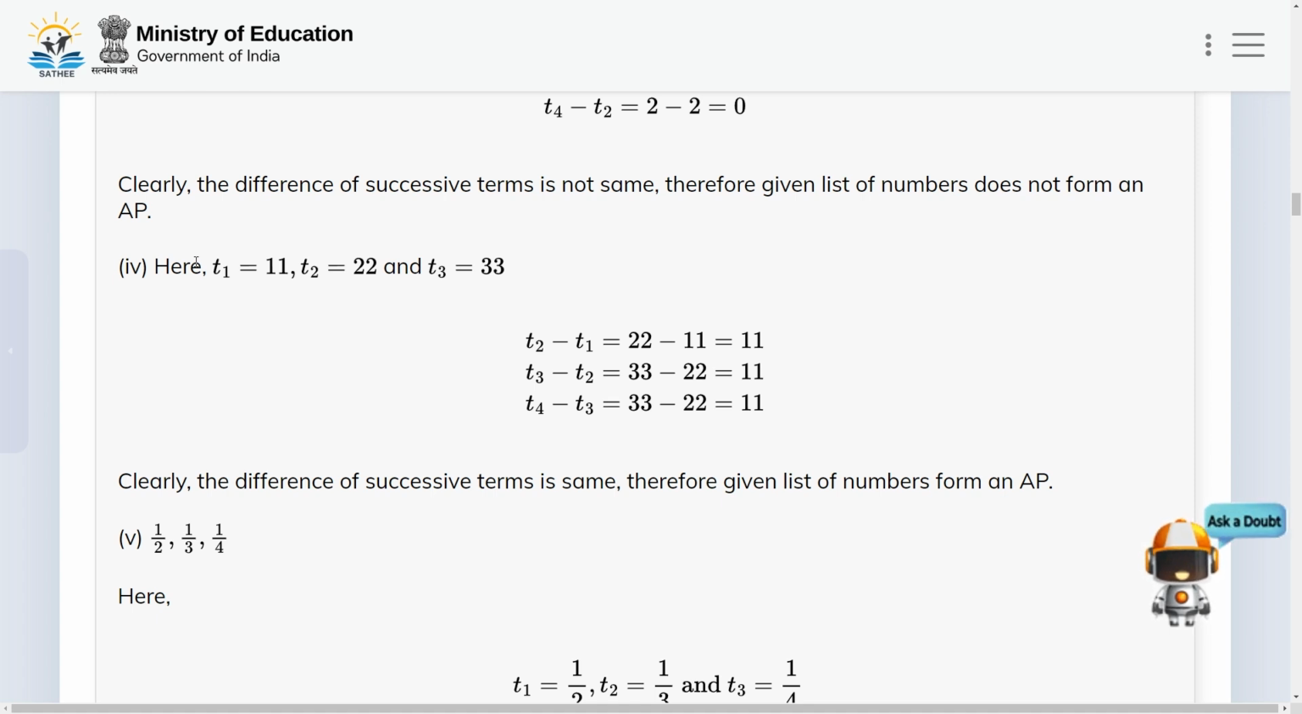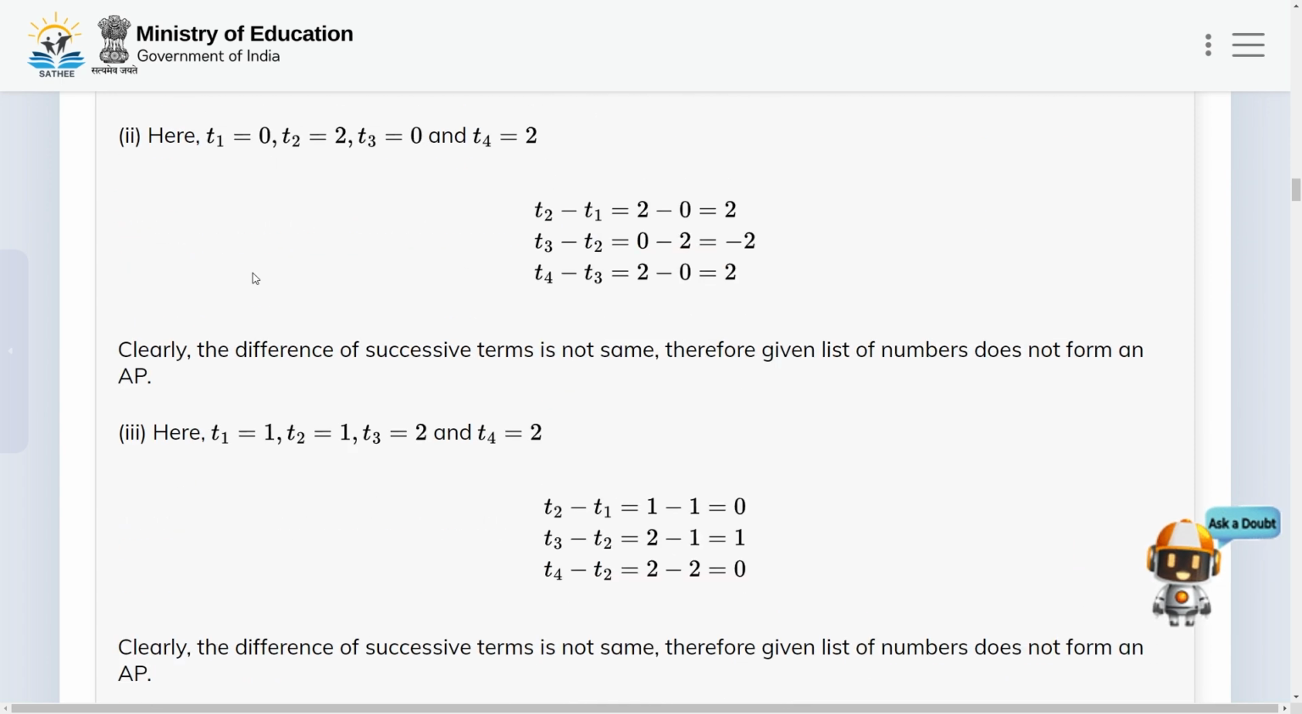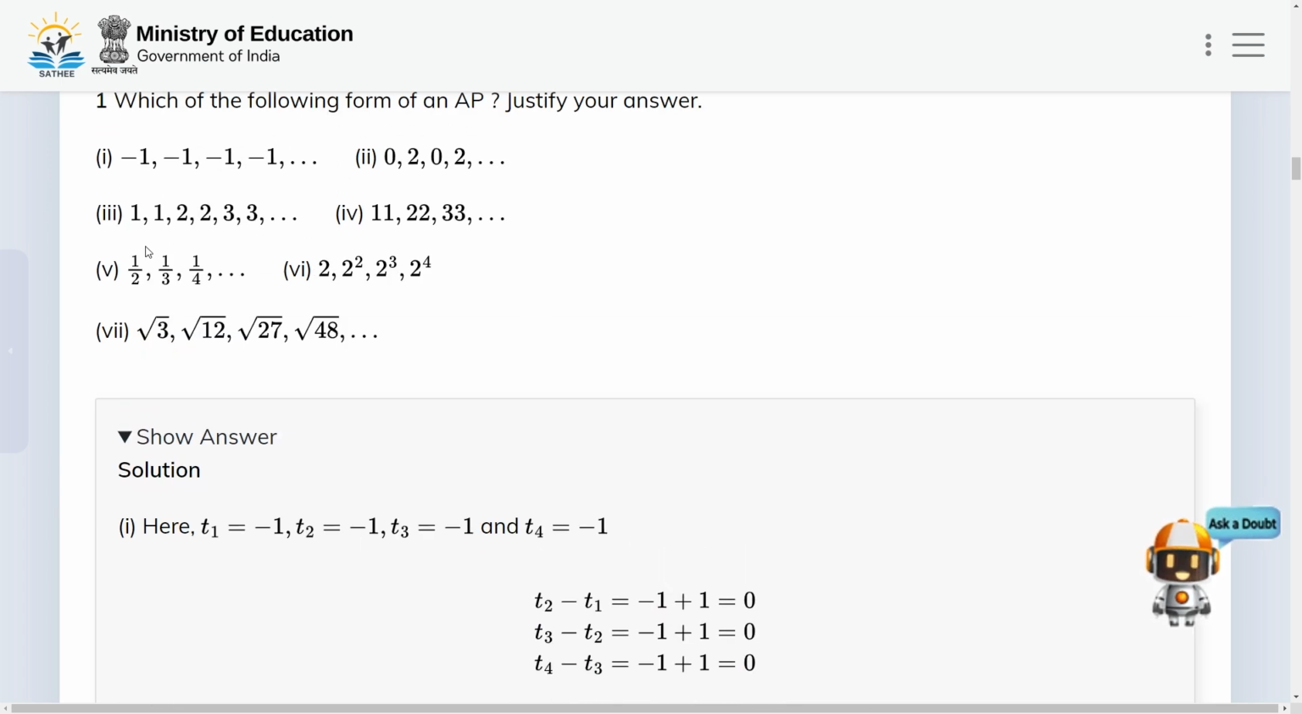Okay, so here since the difference of successive terms is same, therefore the given list of numbers forms an AP. So now let us check the fifth one. In the fifth we have 1 by 2, 1 by 3, 1 by 4, dot dot dot.